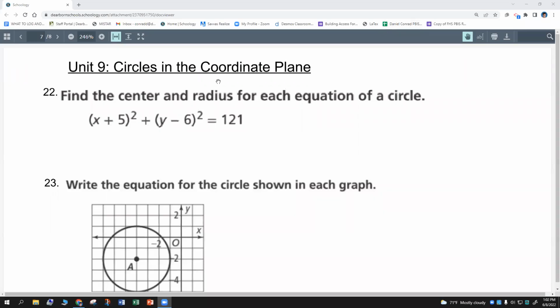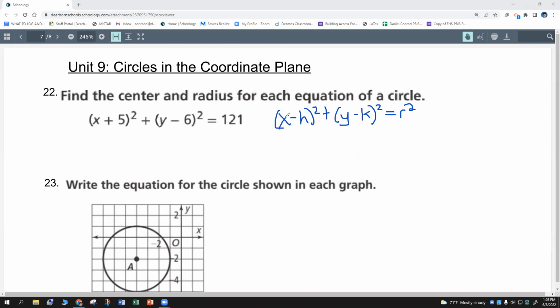All right, this is the third video, Unit 9, Section 9.3, and then Unit 10 for circles. Number 22 says find the center and the radius for each equation of a circle. So our equation for a circle was (x minus h) squared plus (y minus k) squared equals the radius squared.